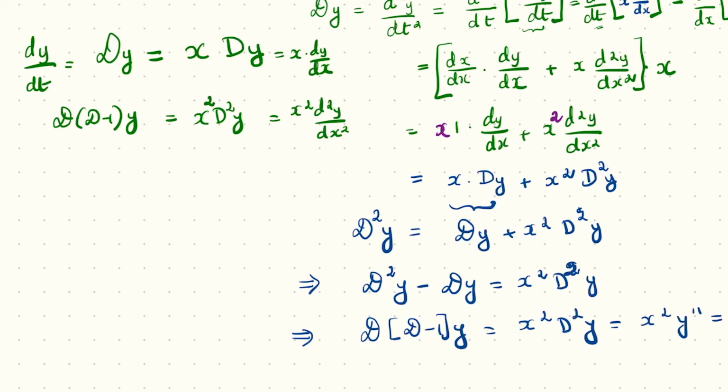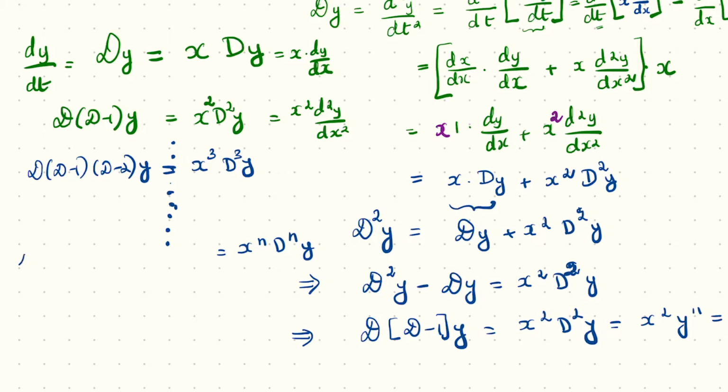And can I extend this? Yes, I'll let you do this on your own. I can extend this. In general, let me show you the cubed one. x cubed d cubed y would be script d, script d minus 1, and script d minus 2 of y. So if I extend this to x to the n, d n of y, that is going to be script d, script d minus 1, you keep on doing that until script d minus n minus 1 of y, and that's what it's going to be.